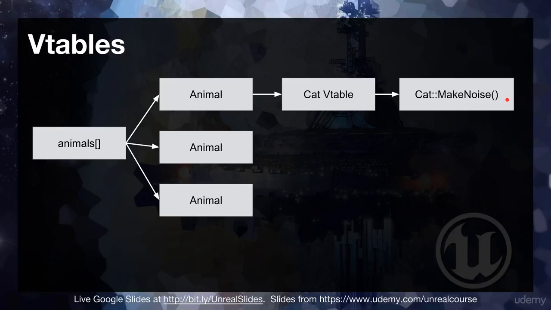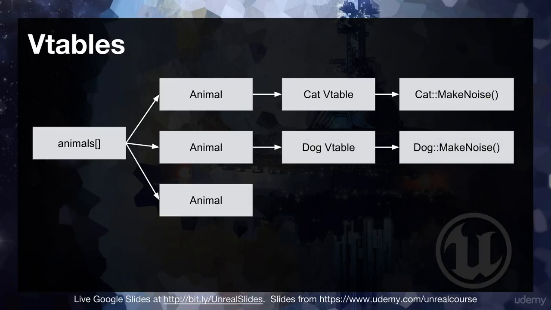So what we have to do when we call .makeNoise on the animal is say, okay, animal, give me a pointer to your vtable. Okay, vtable, give me a pointer to make noise, and then we'll call that pointer. Same thing happens for a dog. You point to a different vtable, a dog vtable, and you would make noise.